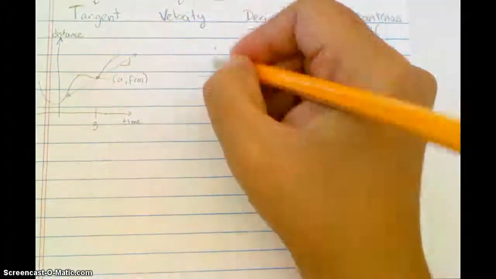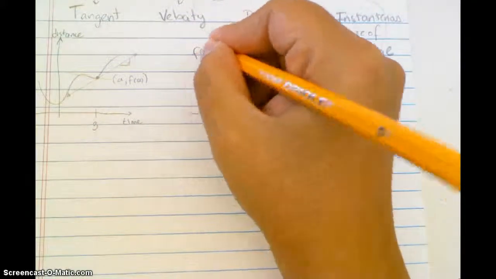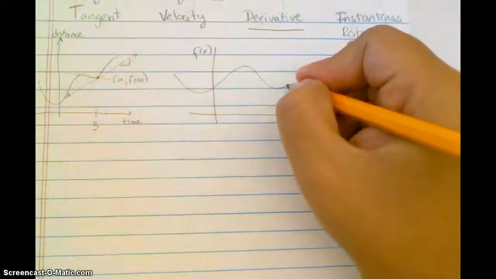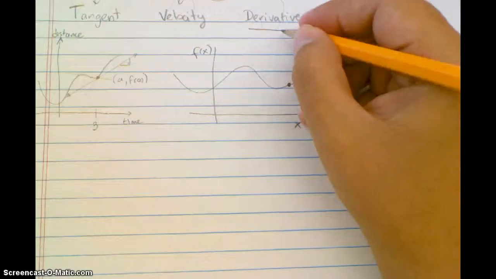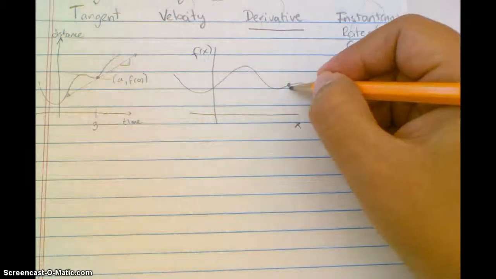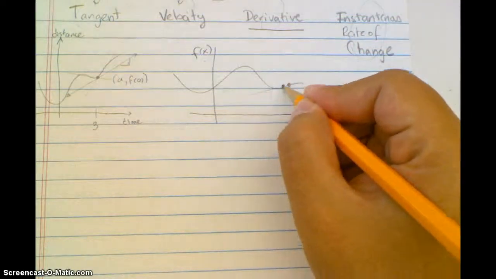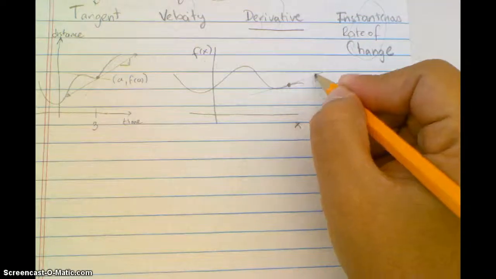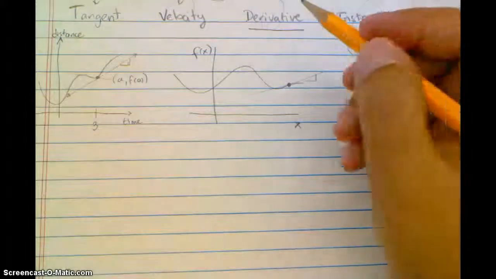If this had no meaning, if this was simply x and f of x, and I have any function and I'm looking at one particular point, I'm going to be talking about the derivative of that function at that particular point and how much it's worth. And again, the same idea here. I have a tangent line. The slope of this tangent line is the value of my derivative.